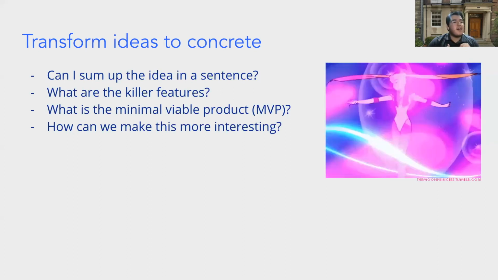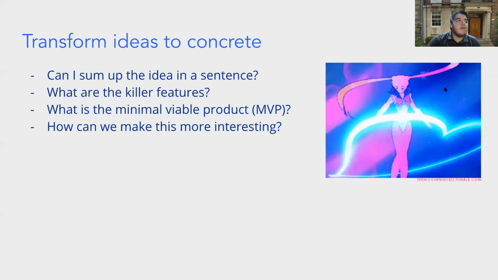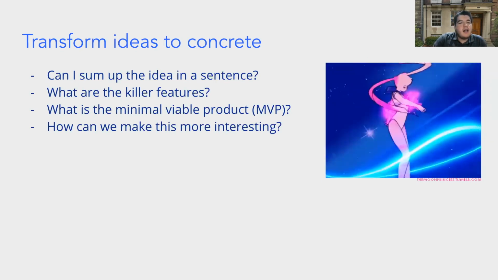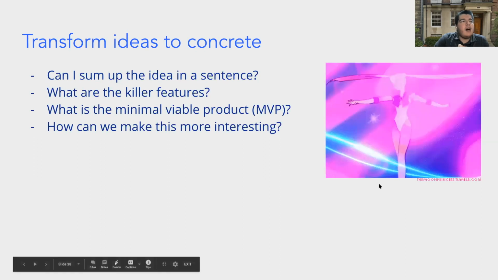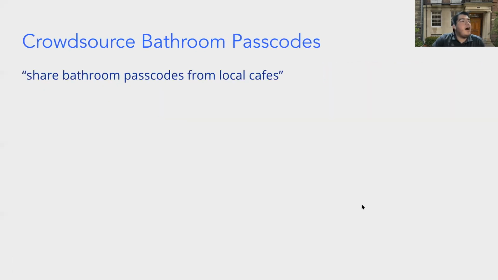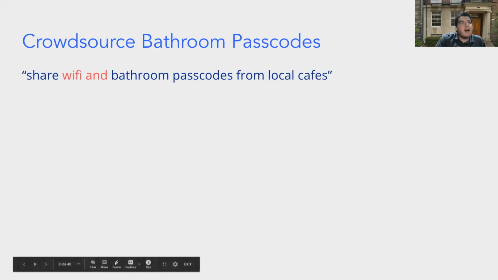And lastly, as you're working on this, you're still iterating, right? So you might be asking yourself, how can you still make your website a little bit more interesting? So we'll look at a separate example right now: this idea of crowdsourcing bathroom passcodes. So what is this idea in a sentence? You can share bathroom passcodes from local cafes. But can we make this a little bit more interesting? Well, cafes have Wi-Fi, so can we expand this to say sharing Wi-Fi and bathroom passcodes from local cafes?